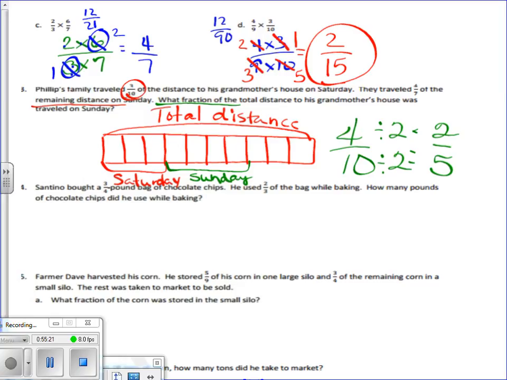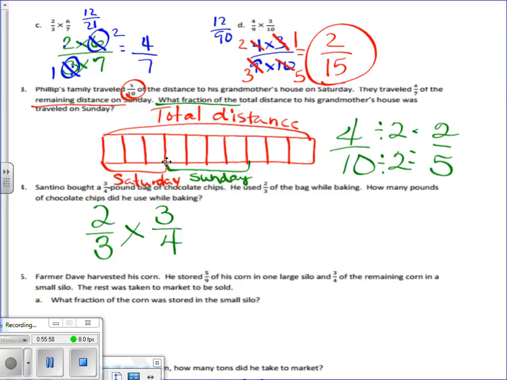The bag weighed 3/4 of a pound. He used 2/3 of the bag. That's it. This is a subtraction. No, it is not. This is what the bag weighed. Was it a full pound? No, it was a half. So the bag weighed this much. He used this much. Oh, 2/3 of it.